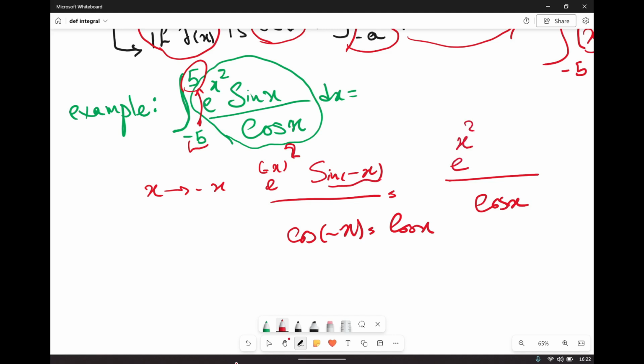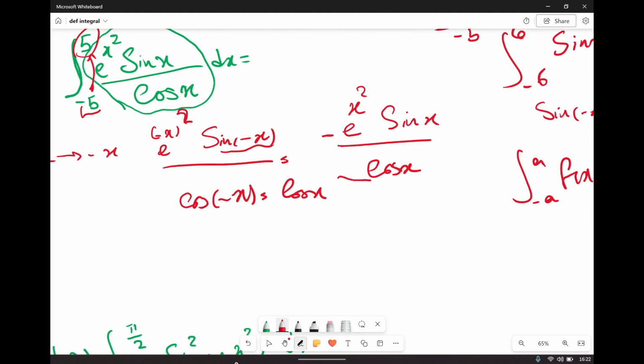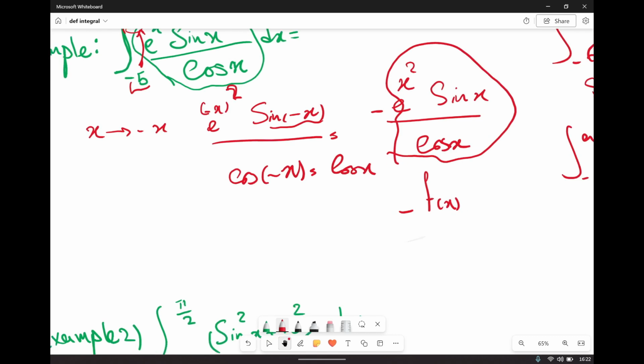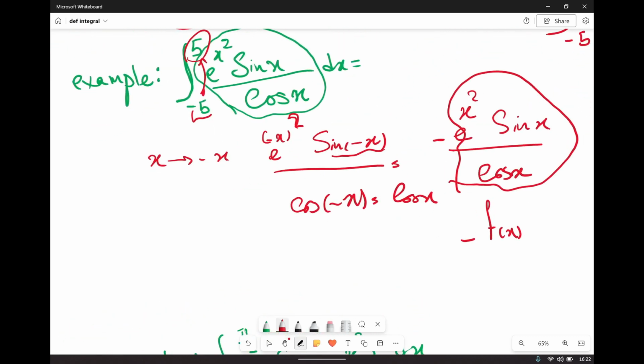But about sine, it is minus sine x because the minus comes out of the sine, yes? But in the cosine, it doesn't happen. Therefore, exactly this function is minus f(x) and our integral is an odd function. Therefore, the integral of f(x) between minus 5 and 5 dx is 0.